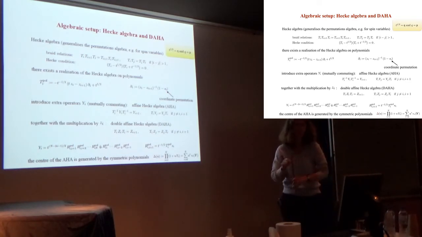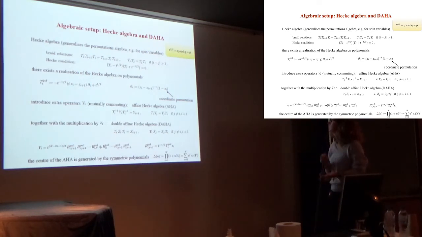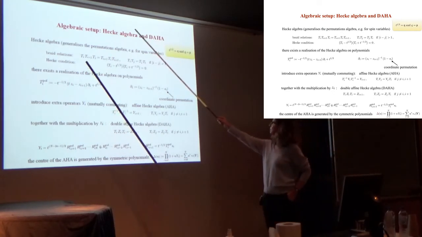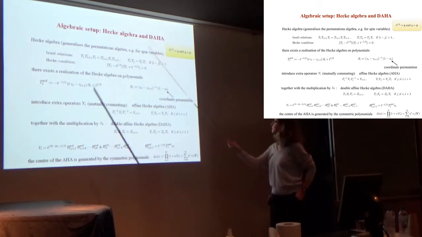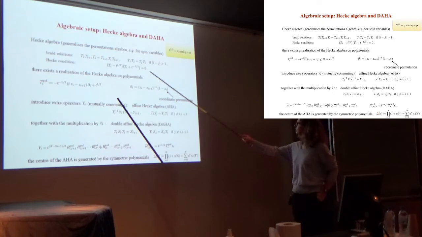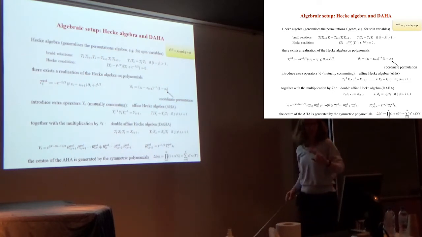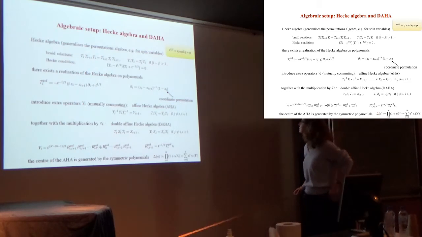The algebraic structure of the model is based on the Hecke algebra, which is a generalization of the permutation algebra. So the Hecke algebra is defined by these braid relations, which are essentially the same as in the case of permutations. The T operators act on two successive particles.